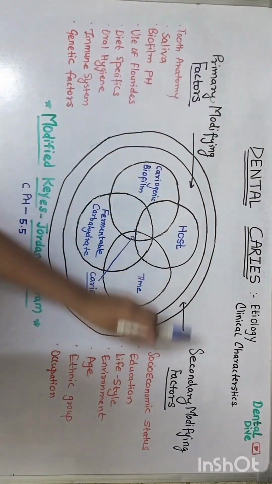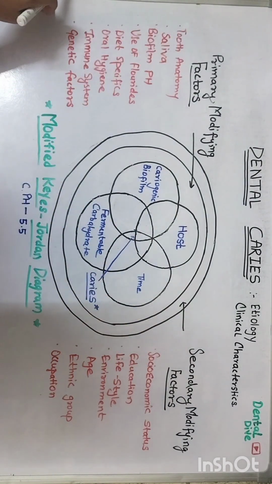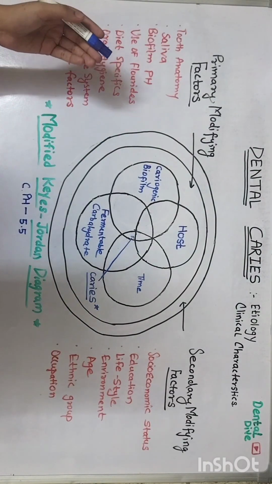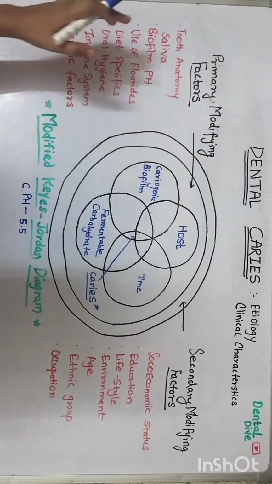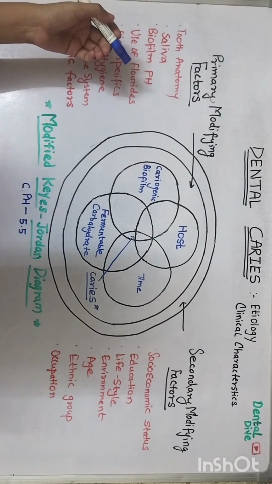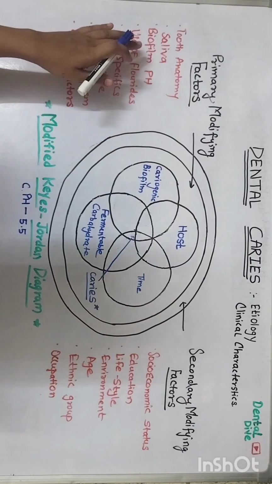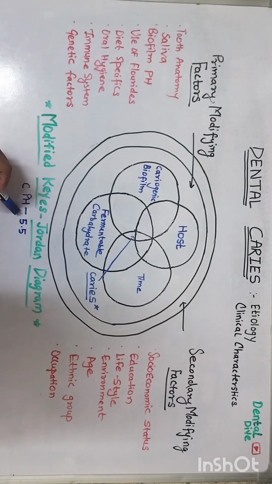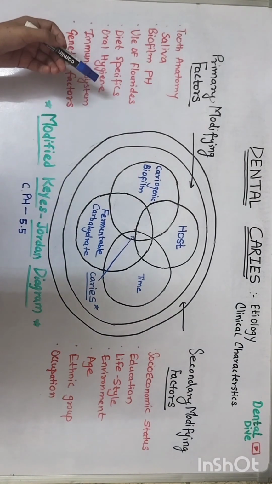There are primary and secondary modifying factors which will play a role in dental caries. These are primary factors. First is tooth anatomy. If there are deep pits and fissures, it will create a hub for the oral flora to grow and will produce dental caries. Saliva. If there is hyposalivation, the bacteria or oral debris will not be able to flush out, which will produce dental caries. If the pH of the biofilm is below 5.5 for a long duration, it will produce an acidic environment, which will also result in dental caries.